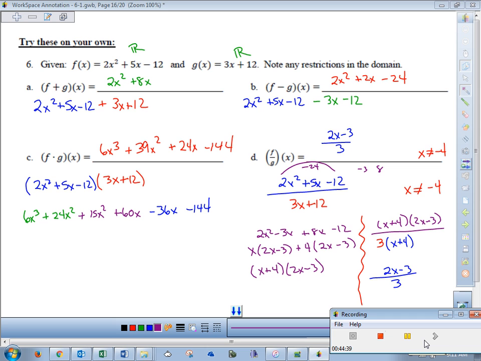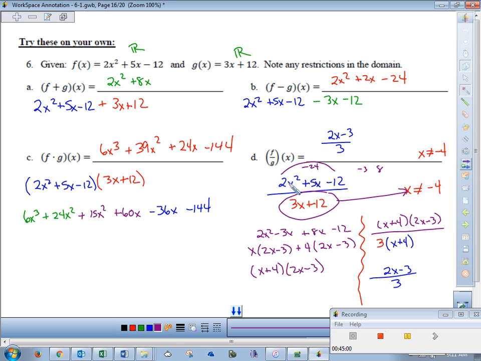So here's what I got for all you out there in video land. I'm hoping part A, B, and C weren't a problem. Remember, when you subtract, you just got to change all the signs in that second guy. Part D is where we have the mess. One, you introduce x into the denominator, so you have to restrict that x can't equal negative 4, because if you put that in there, you'd get 0 in the denominator.